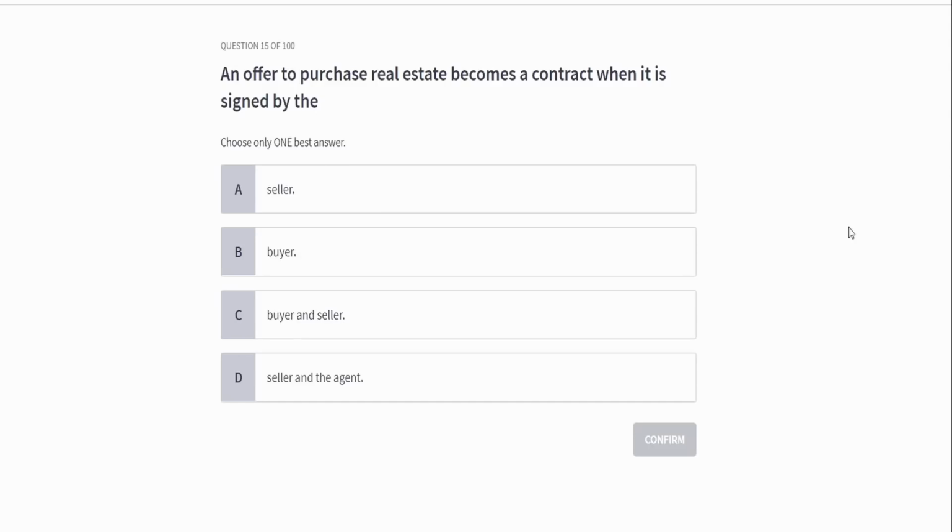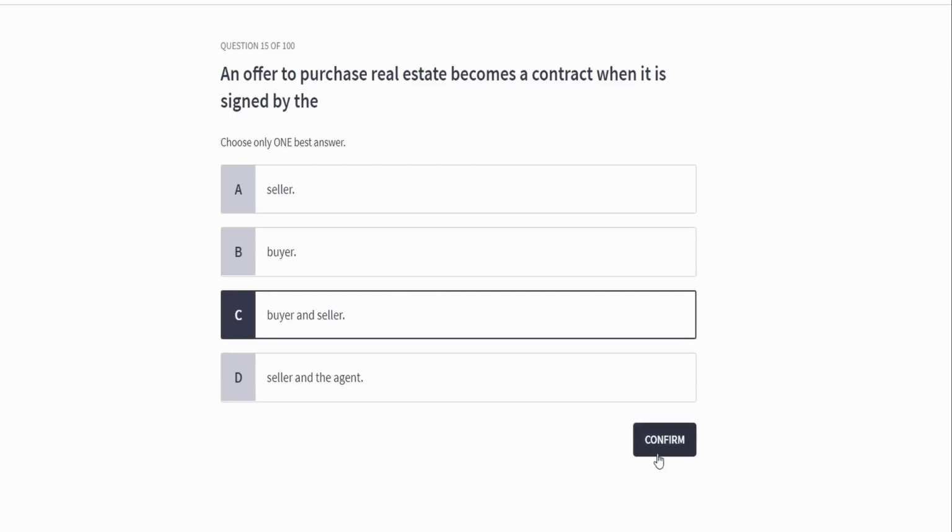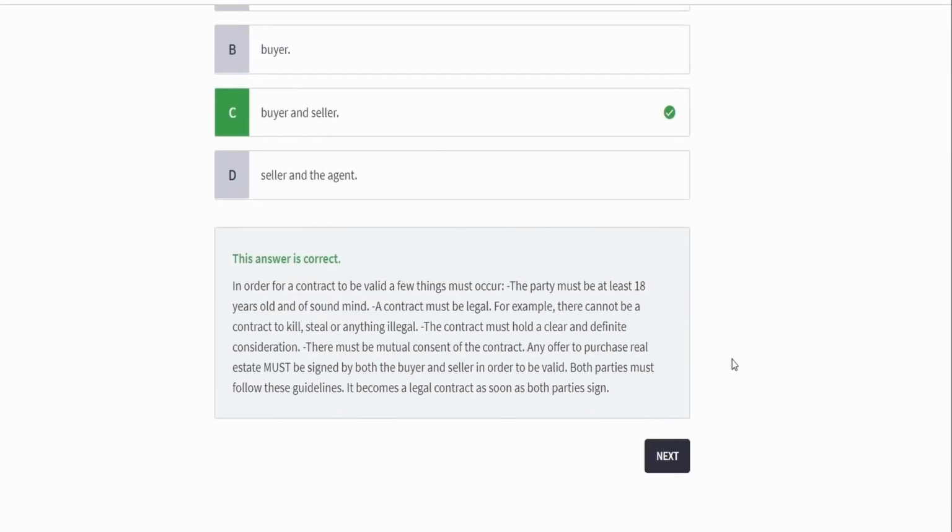Alrighty, so hopefully you guys came with your answer on this one. When in doubt, for questions like this, choose the safest option. And what is the safest option? It's obviously going to be the buyer and the seller. Let's be real, guys. You're not going to have a contract that's signed by just one person, unless obviously, well, we don't need to get into that yet.